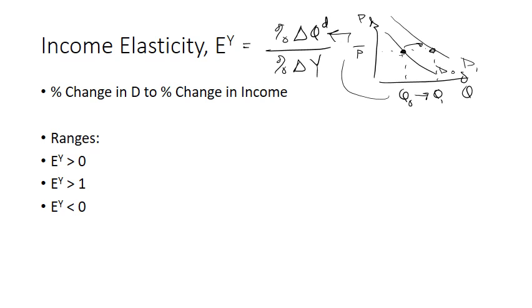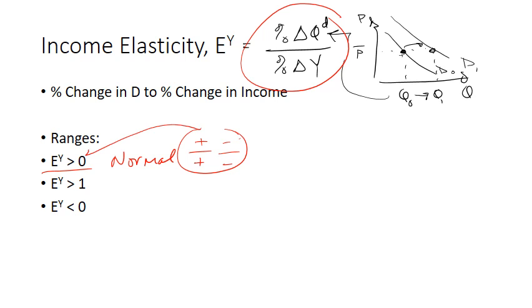So if you go through and calculate your number from this and you get a positive number, you are going to know that what you are dealing with is a normal good. Because of course, increase your income and you increase quantity demanded. That's normal. Or a decrease in your income and you decrease quantity demanded. Both of these are going to generate positive numbers. Okay? So you know you've got a normal good if you get a value greater than 0.